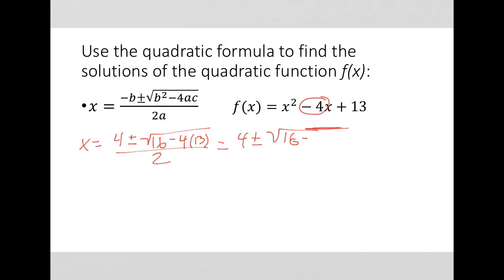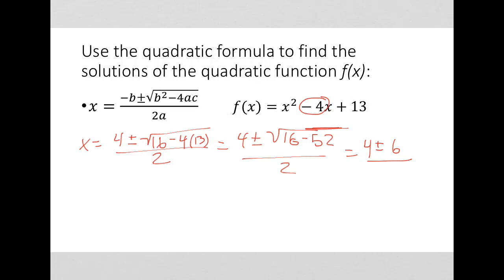Well, 4 times 13, I don't immediately know what that is. Maybe you do. Maybe you're better at mental math than me. But I do know that 2 times 13 is going to be 26. So then I can just multiply 26 by 2. 26 times 2 is 52, I think, unless I'm messing something up. So 16 minus 52, we need to figure out what that is. I'm just going to do 52 minus 16 because that's easier for my mind. 52 minus 2 is 50. 50 minus 4 is 46. 46 minus 10 is 36. So we've got 4 plus or minus the square root of 36, which is 6.